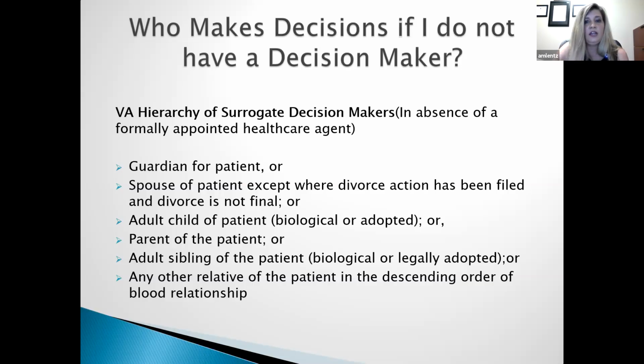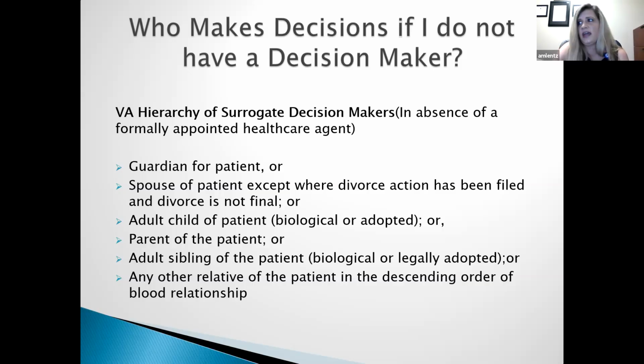The next it goes to the adult child. It can be either biological or adopted. It cannot be stepchildren. It has to be your biological or adopted child. If you have a parent, it's your parent, and then also adult siblings. Once again, it's biological or adopted. It cannot be any stepchildren.